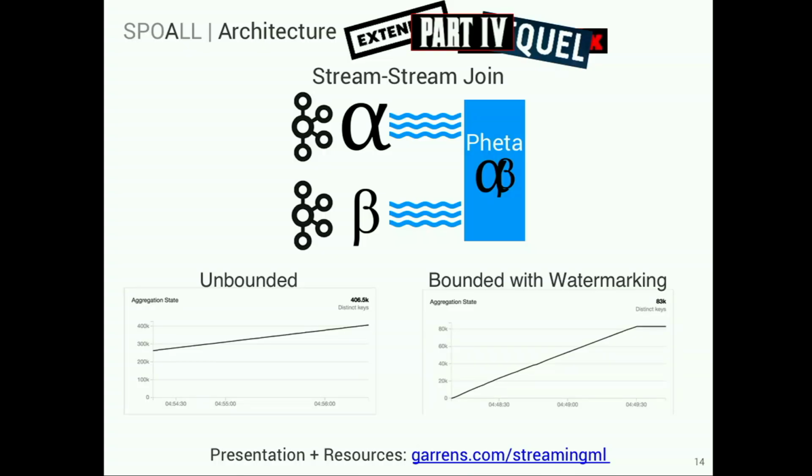But there, of course, is a solution to this, and it's bounding with watermarking. So now you'll note that it's a similar linear progression, except now you give it a time condition, where the data that comes in, if it's, say, more than 10 minutes late, you start to just throw out the data that's old. So that now, as your pool gets bigger, you have a release valve that pushes the data out that you no longer need.